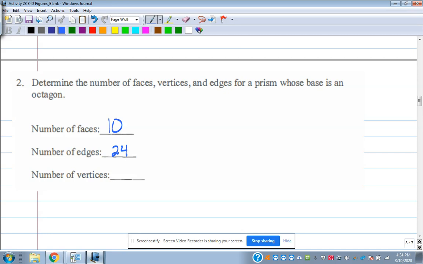Vertices. 8 on this end, 8 on this end, 16. And again, if you want to draw it, do that. You don't have to draw it to do this problem, but it might be useful to you to be able to draw that figure. All right, let's go bigger.